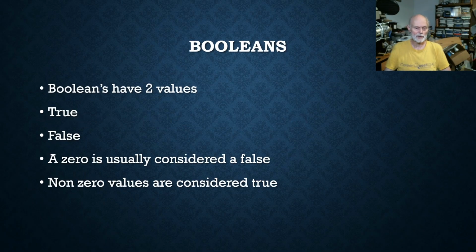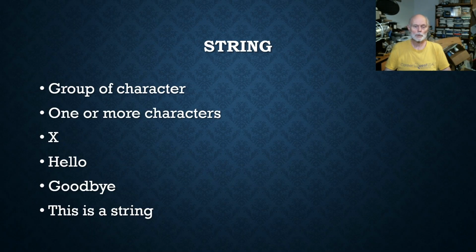Booleans, these are true, false. Two values, true or false. A 0 is usually considered false and non-zero values true. We use Booleans to compare things.